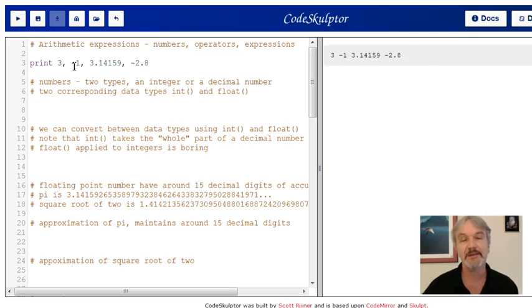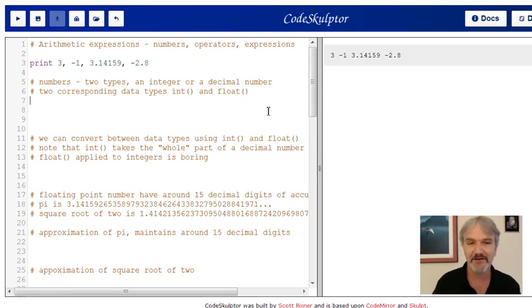Now the thing to note is that in Python there are actually two types of numbers. There are signed whole numbers, things like 3 and -1, and then there are decimal numbers that have fractional parts and always have a decimal point. In Python, those signed whole numbers are called ints, for integers, and the decimal numbers are called floats, for floating point numbers.